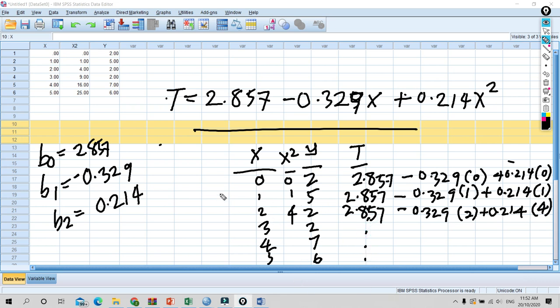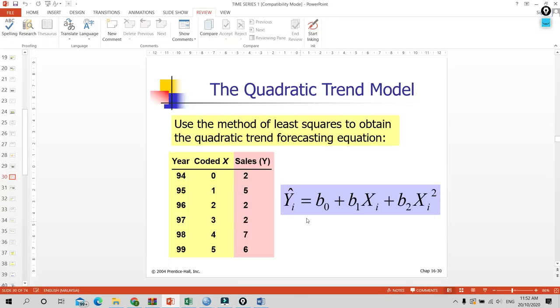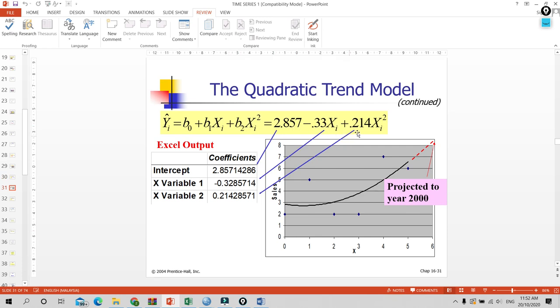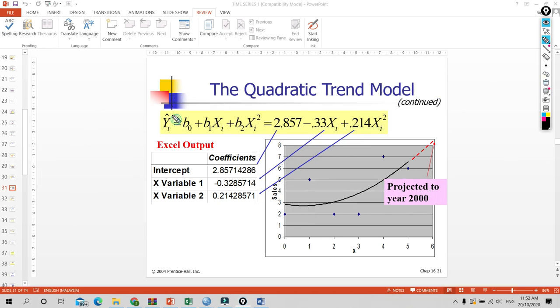This is how we calculate a trend line by using the quadratic equation method. So the same result here. This is the answer, the quadratic equation. Y hat here refers to your trend line. This thing is referred to as the trend line.